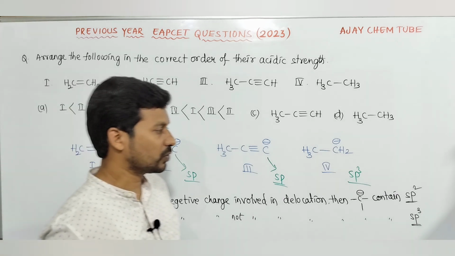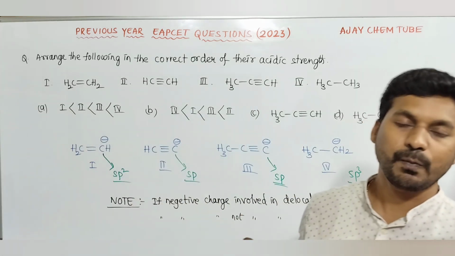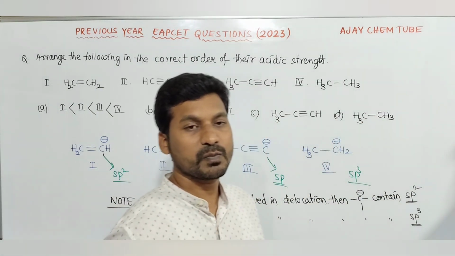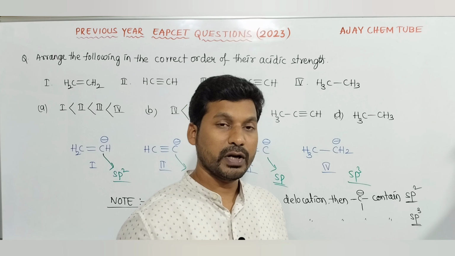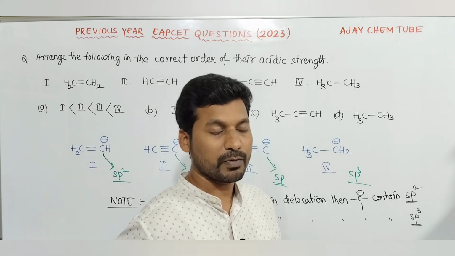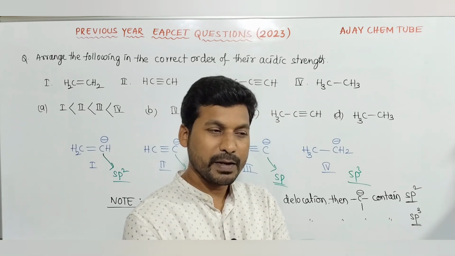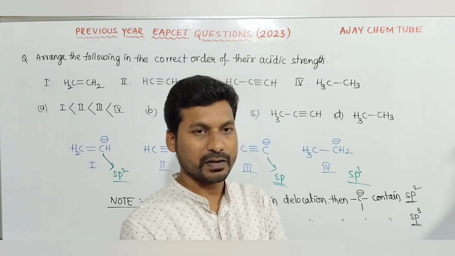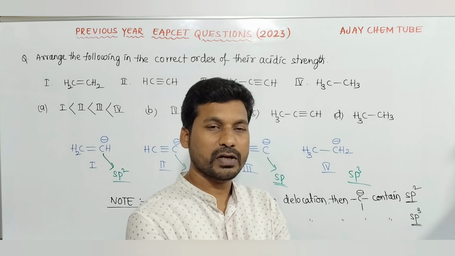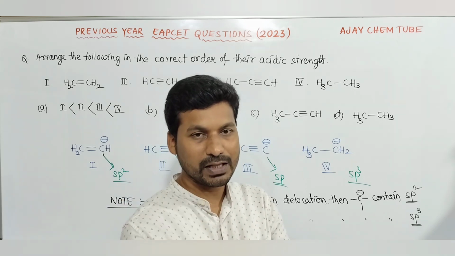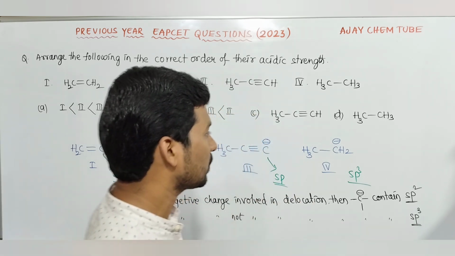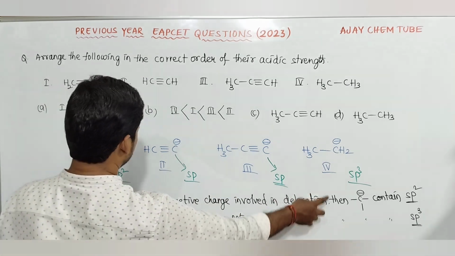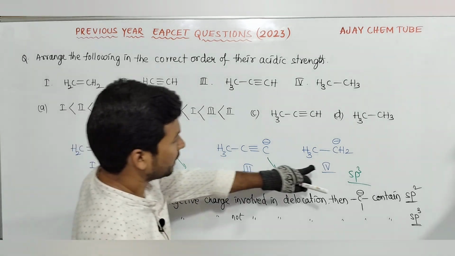sp carbon is more electronegative. Electronegativity order: sp carbon is more electronegative than sp2 carbon, which is more electronegative than sp3 carbon. A more electronegative species with negative charge is more stable. So remember, sp carbon with negative charge is more stable compared to sp2 carbon with negative charge. sp2 carbon with negative charge is more stable when compared to sp3 carbon with negative charge, based on their electronegativities. So that's why these two are more stable when compared to this one.